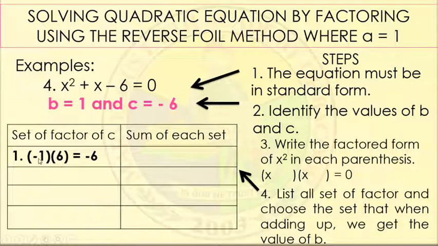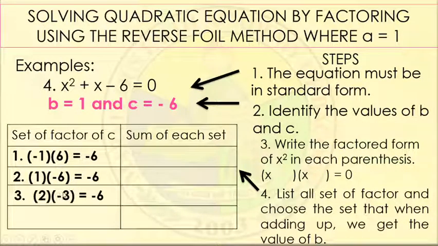So we have negative 1 times 6, the answer is negative 6. 1 times negative 6, the answer is negative 6. 2 times negative 3, the answer is negative 6. And negative 2 times 3, the answer is negative 6.